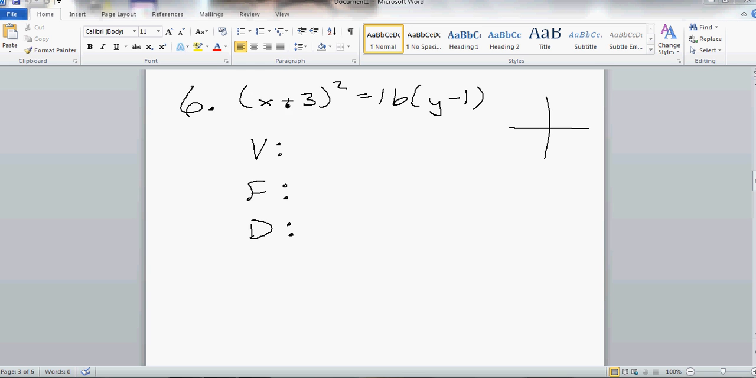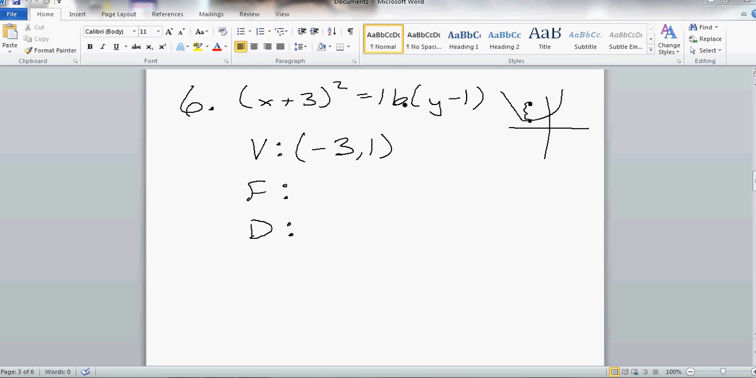The vertex is at -3, 1. So that's where the vertex is going to be. And I know it's either going to go up or down. Since this is positive, it goes up. So it's going to be like that. So that means my focus is going to have to go there. So first of all, the vertex was pretty easy. -3, 1. The focus has to go up p from there.